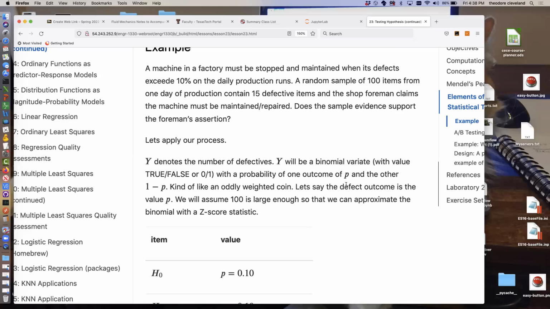So as we're doing that, we let the machine run and we randomly sample 100 items from one day of production. And we find out that when we supply that sample to 15 of our best employees, they drop over dead. And so the shop foreman claims, well, we have to go ahead and do the maintenance and repair on the machine because 15 exceeds 10%. So let's ask ourselves, does that particular sample contain enough evidence to support that the machine is defective and needs to be maintained? I mean, at first glance, yeah, it looks like it does. Random sample of 100, 15 items are bad. That's bigger than 10%.